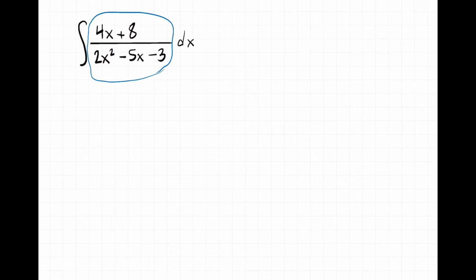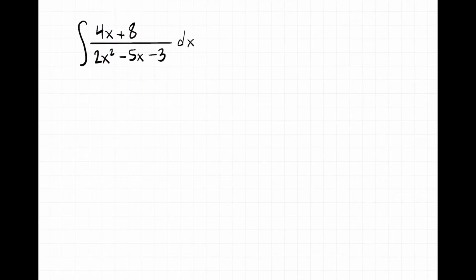That is, the degree on the top is 1, the degree on the bottom is 2. It means the degree on the top is less than the degree on the bottom. It's a proper rational function. So that's the kind of rational function that we can apply the technique of partial fraction decomposition to. Because the trouble is, we just don't know how to integrate this function right now. A u substitution is not going to be helpful. But we can break this integrand down as a sum of simpler rational functions that we can integrate.